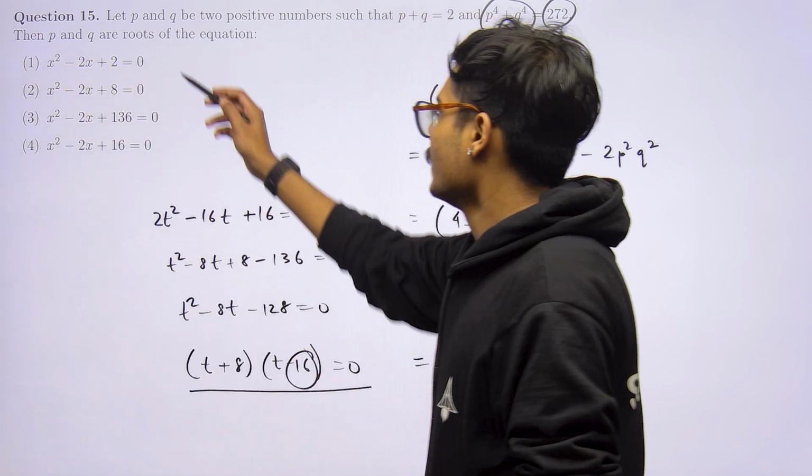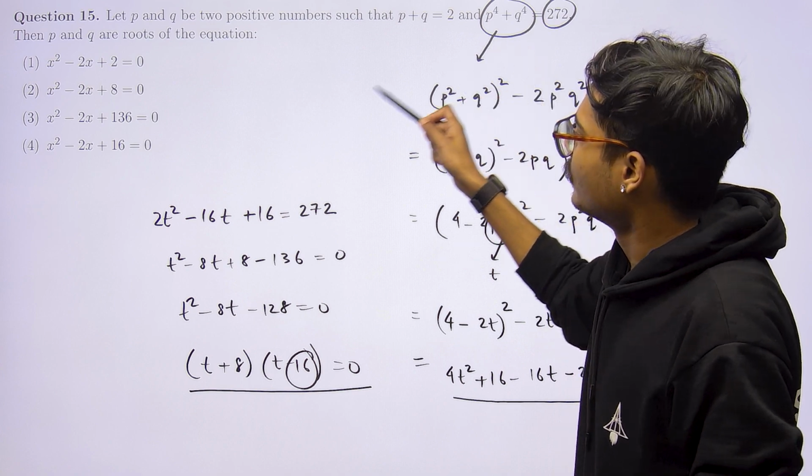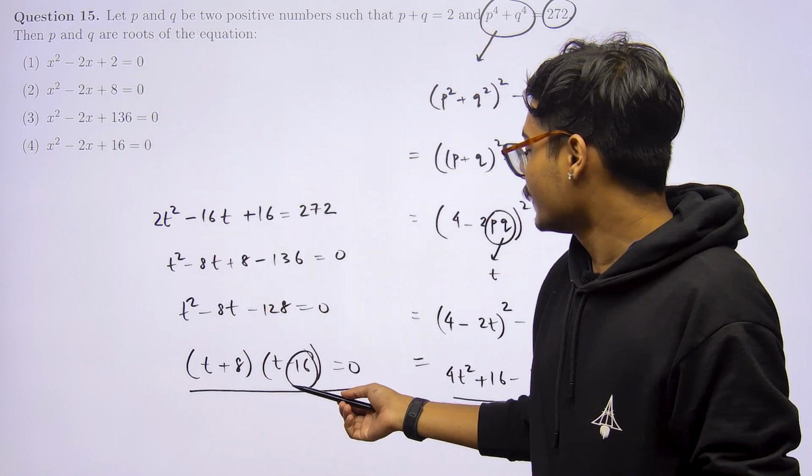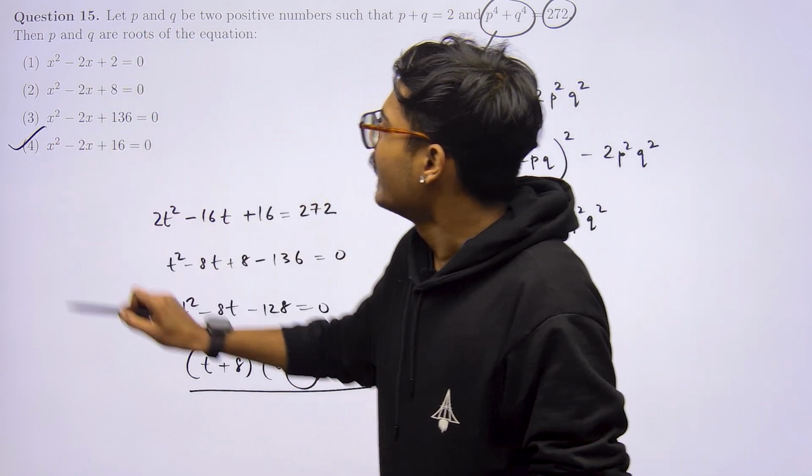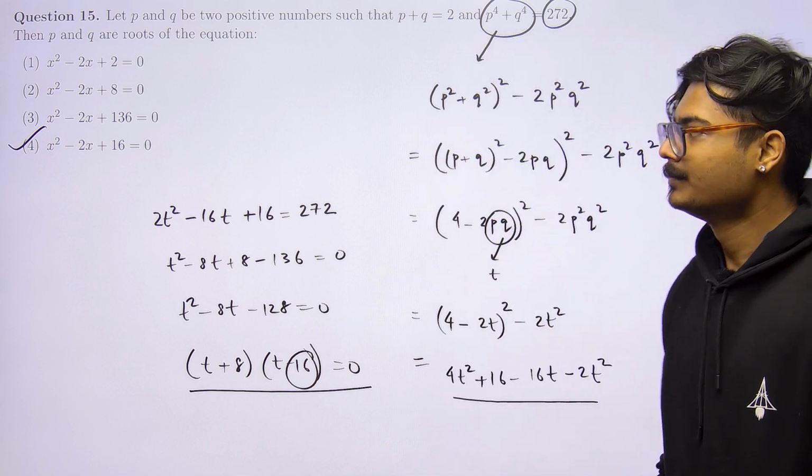So from here, if you look at the options, the sum of the roots has to be 2, which is there in all the options. The product of the roots has to be 16, which is option D. Hence, your right answer is option 4, okay?